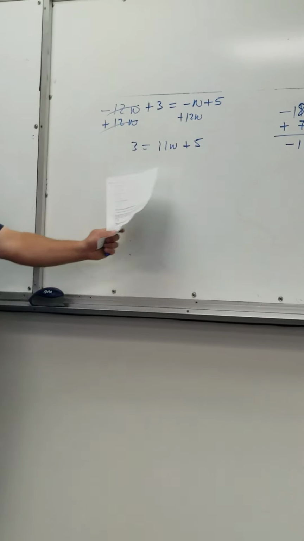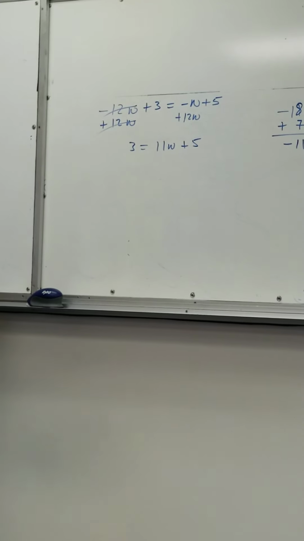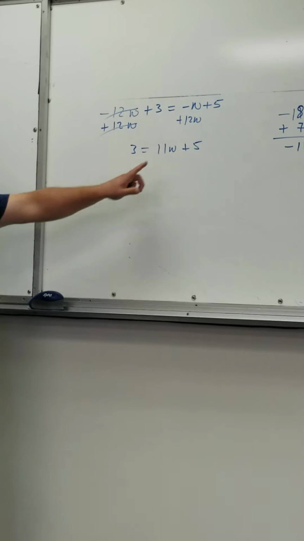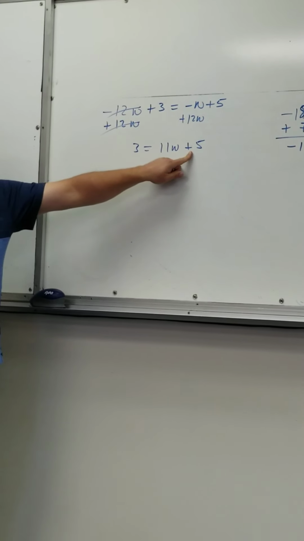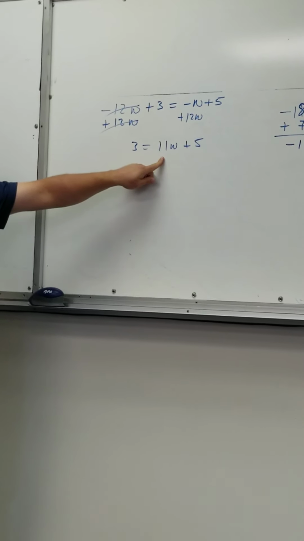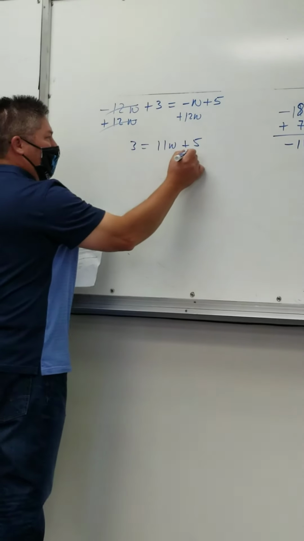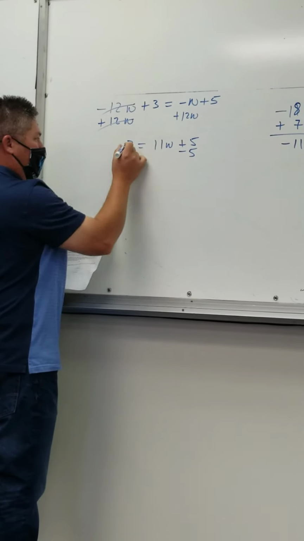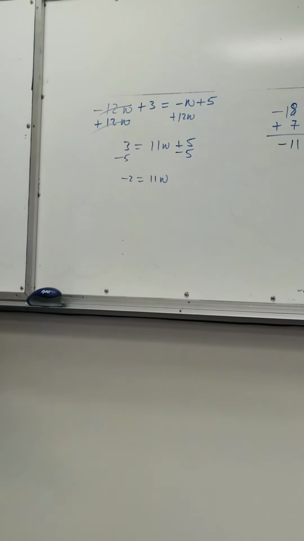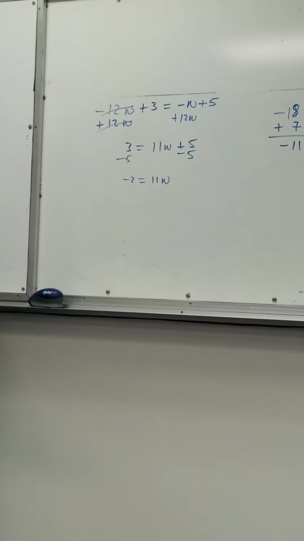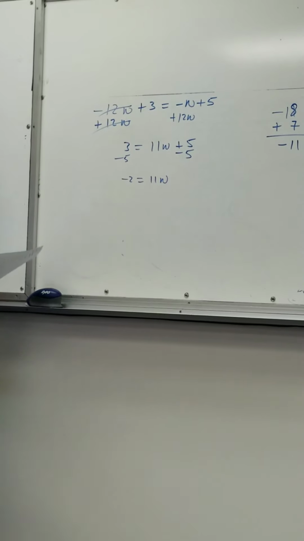So using this equation now, Dakota, what should I do next? Notice she looks at the variable and then pedals backwards. Get rid of addition and subtraction first, then get rid of the multiplication. Okay? So I'm going to minus 5 first. Negative 2 equals 11n. Then I should divide by what, Griffin? 11. I want to get the variable by itself.